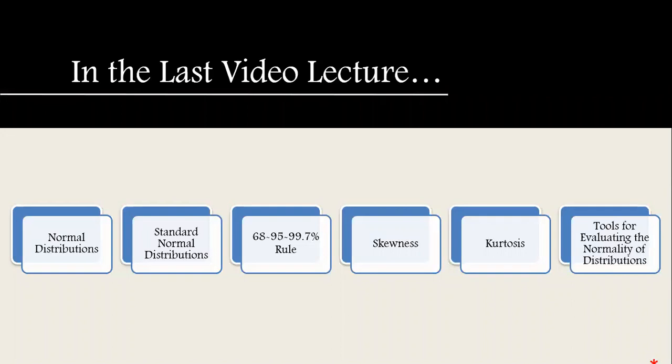In the last video lecture, we discussed the following concepts: normal distributions, standard normal distributions, and the theory underlying standard normal distributions, which is referred to as the 68, 95, 99.7% rule. We also discussed the concepts of skewness and kurtosis. We concluded the video lecture by discussing several tools that we can draw upon in evaluating the normality of distributions.